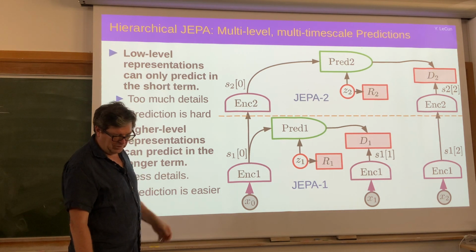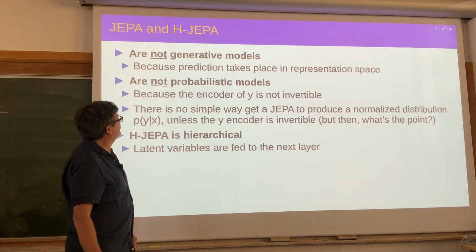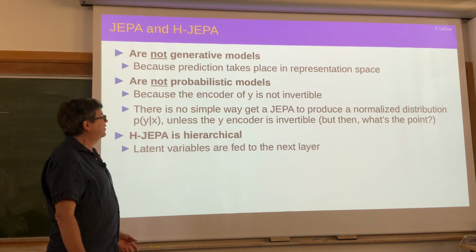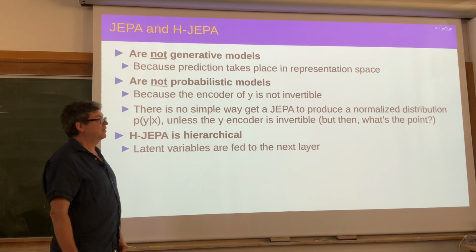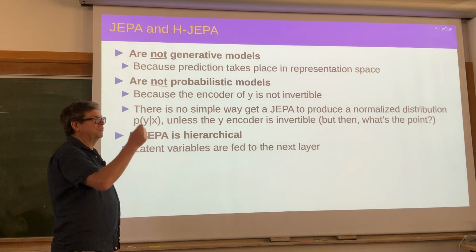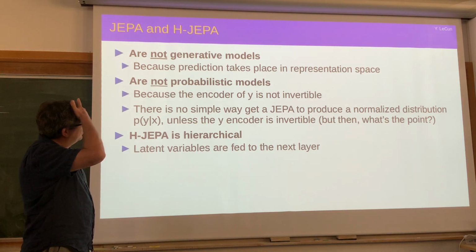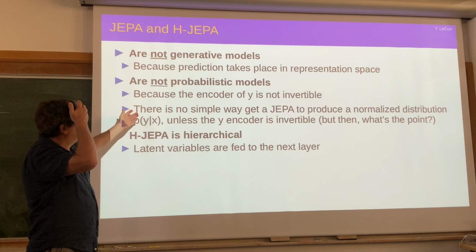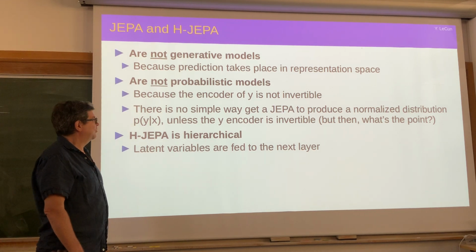That's called hierarchical JEPA, H-JEPA. Again, these are not generative models. You're not predicting Y. They're not probabilistic because you cannot invert the encoder for Y, so you can't really turn this into the probability of a Gibbs distribution. That means there is no simple way to get a JEPA to produce a normalized distribution P of Y given X. So forget about that.